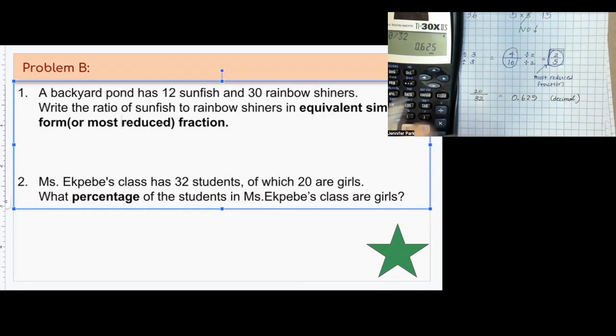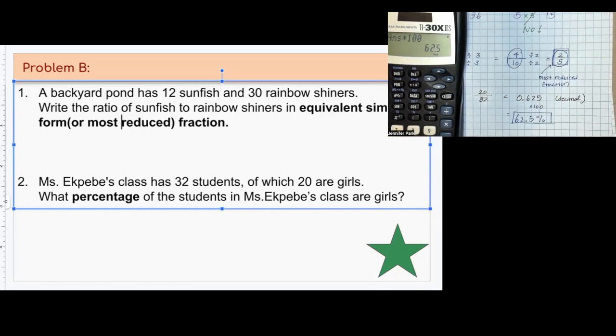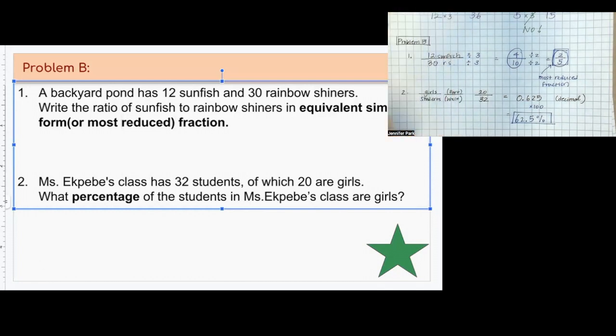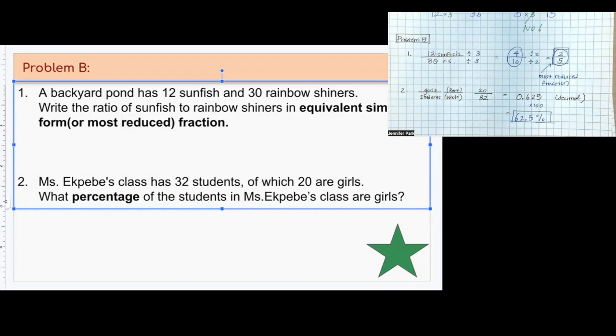But we're going to turn that into a percentage by multiplying by 100. So times 100, we get 62.5% as our answer. 62.5% of the students are girls. Right. Okay, very good job, my students.